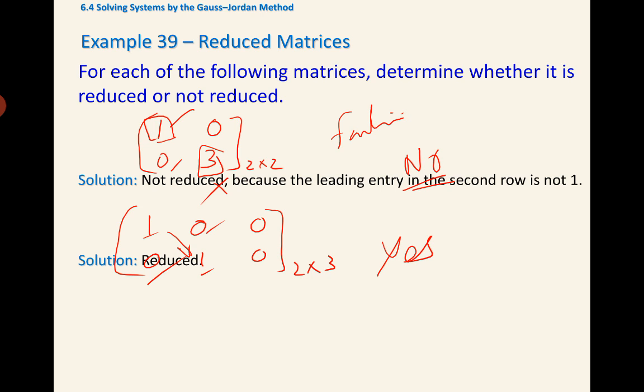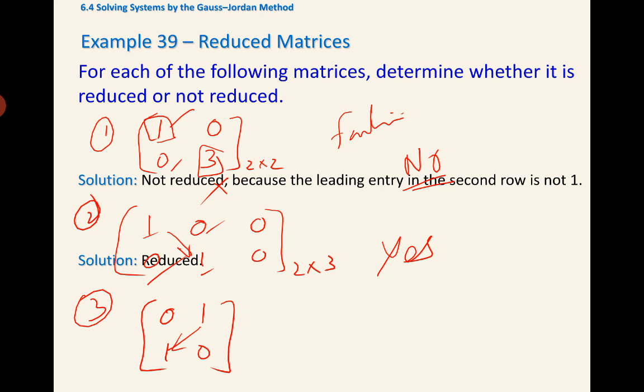I will give you one more problem. 0 1 1 0. Is it a reduced matrix or a failure? This is problem number 123. Yes, the leading elements are going leftwards. It should have been rightwards. So this is a failure, not a reduced matrix.